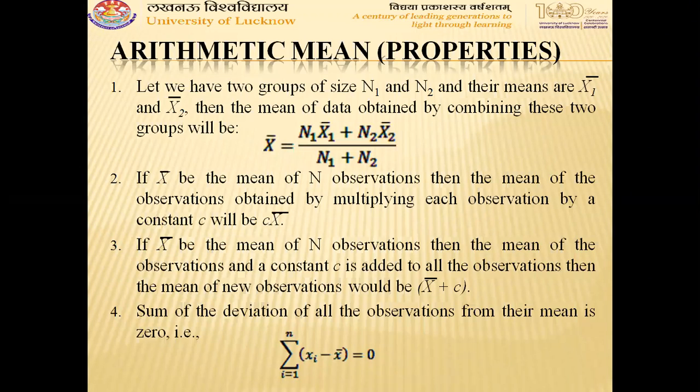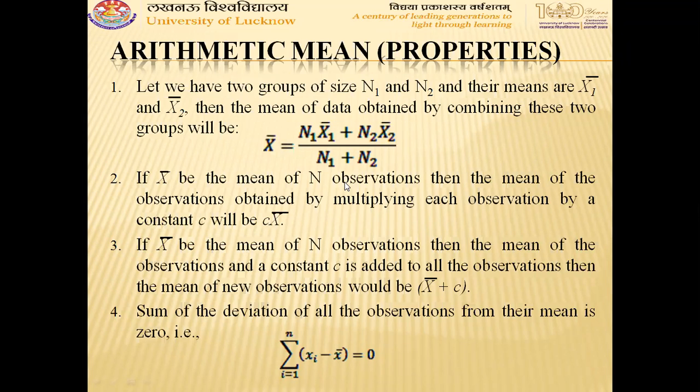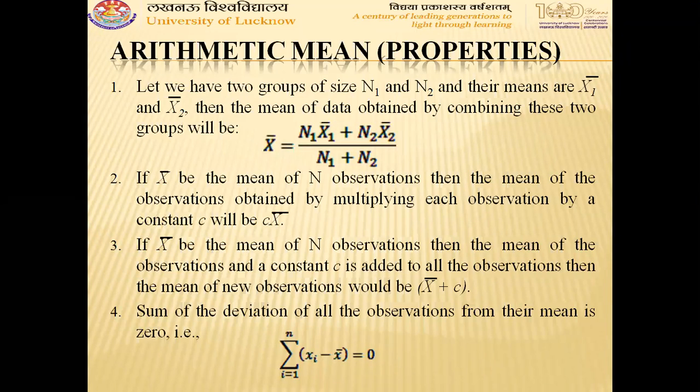Properties of arithmetic mean. If there are two groups, group 1 and group 2, having means x1 bar and x2 bar and numbers of observations n1 and n2 respectively, and these two groups are combined, then the mean of the combined group will be given by x bar equals n1 x1 bar plus n2 x2 bar divided by n1 plus n2. Without seeing one or two or all the observations in both the groups, if the means and sizes of the groups are available, then we can easily obtain the mean of the combined group using this formula. The formula can be extended for k groups and it will become x bar equals n1 x1 bar plus n2 x2 bar plus so on nk xk bar divided by n1 plus n2 and so on plus nk.